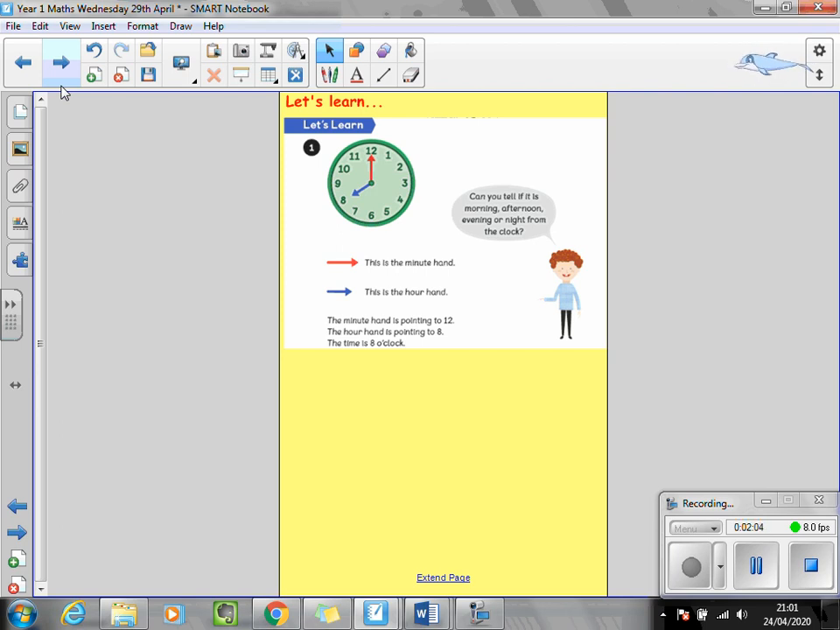The blue hand is pointing to the number 8. This is the hour hand. And when the small blue hand points to a number exactly, it shows us it is that time on the clock. So this clock shows the time 8 o'clock. Can you say that to your adult?